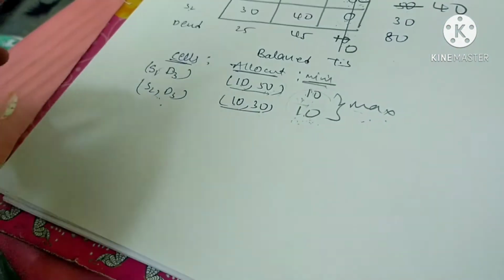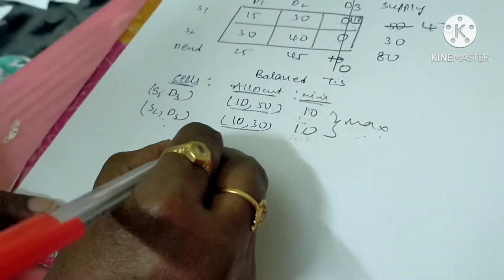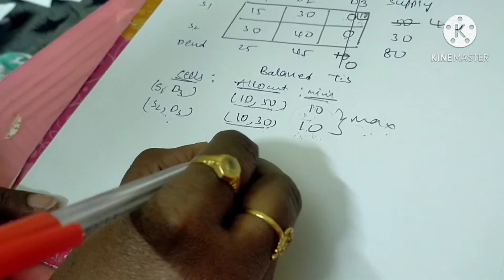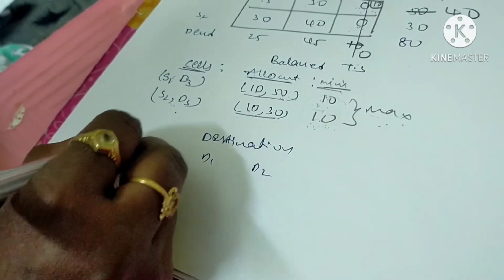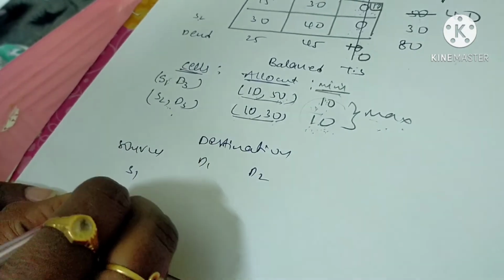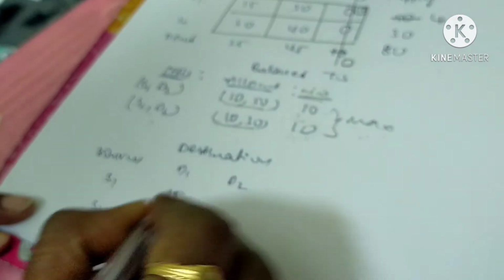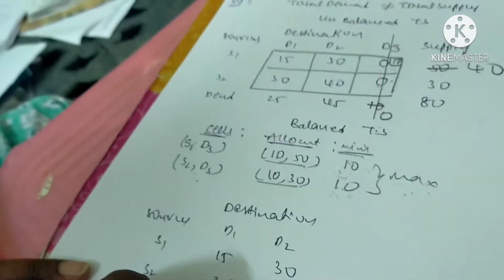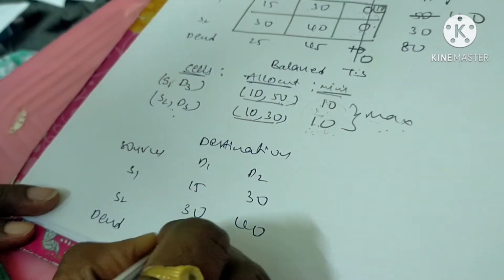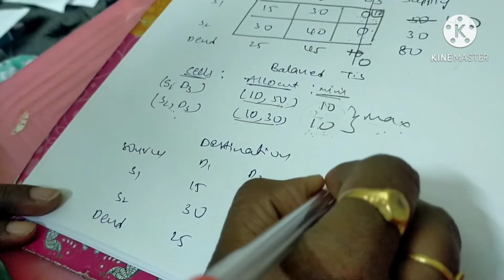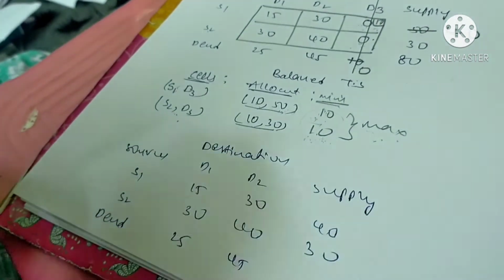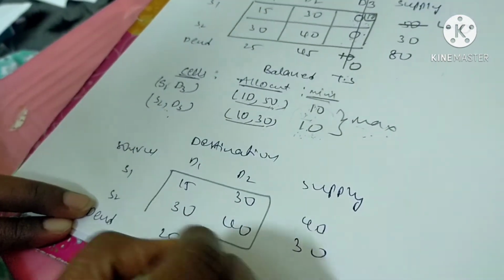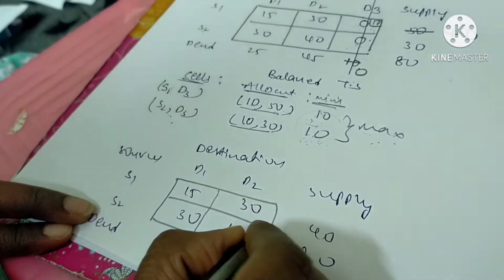Okay. Construct the table again. Destinations D1 and D2. Sources we have S1 and S2. D3 is deleted because at that point we got 0. Here write the values. Demand 25, 45, supply 40 and 30. Okay, this is the new matrix after deleting.